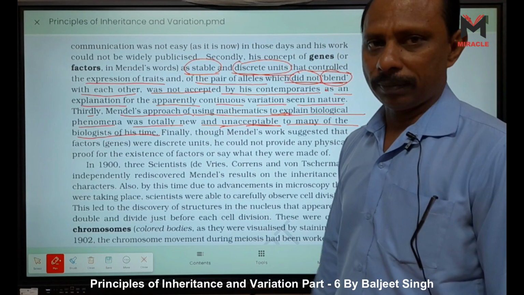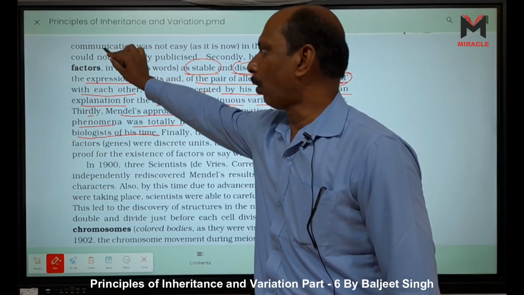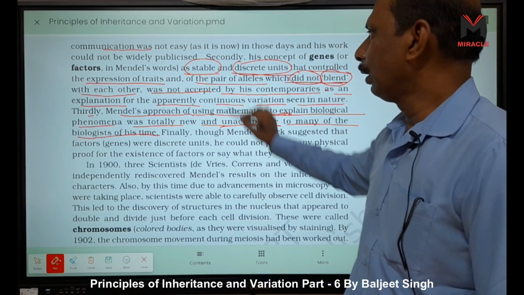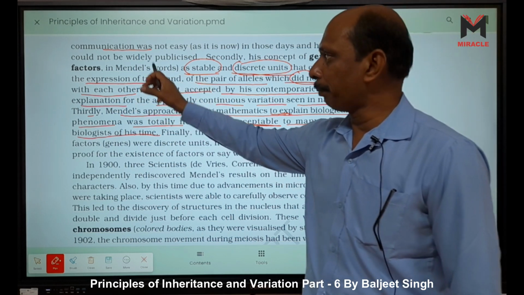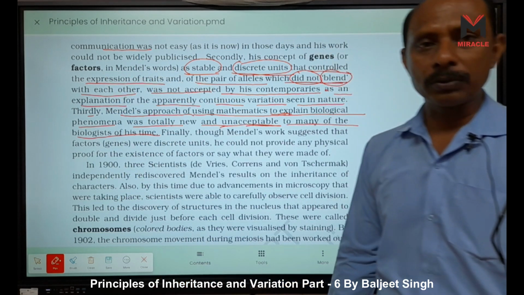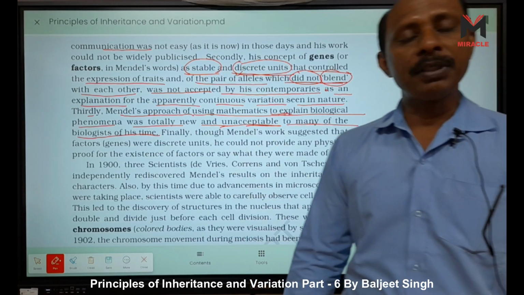These three reasons are there. First, communication was not easy. Second, he said genes, in Mendel's word factors, are responsible, and these factors are stable and discrete units, and they did not blend with each other.